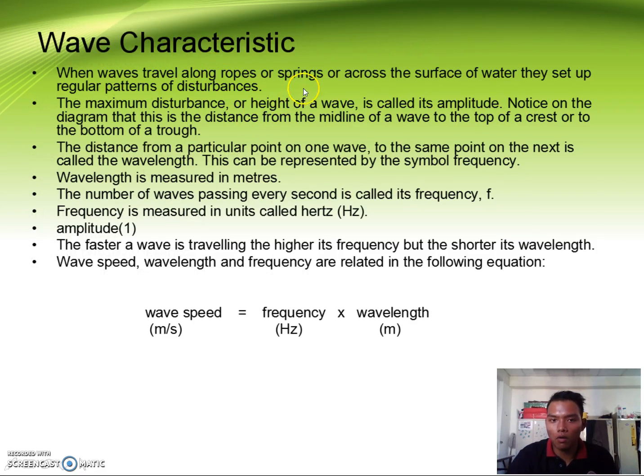And the wave characteristics. When waves travel along a rope or spring or across the surface of water, they set up regular patterns. This is the frequency. The formula: wave speed in meters per second is equal to frequency in hertz times wavelength, with the symbol m.